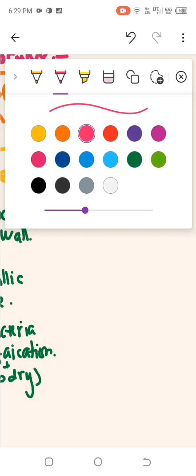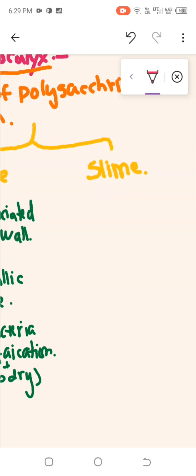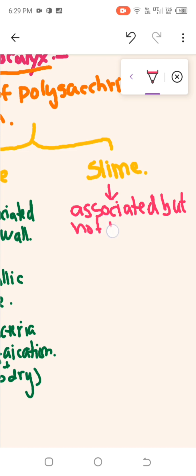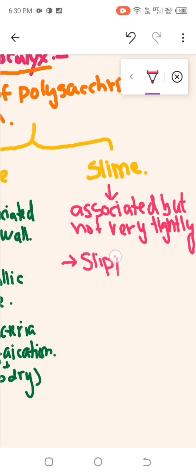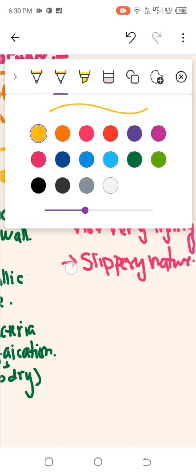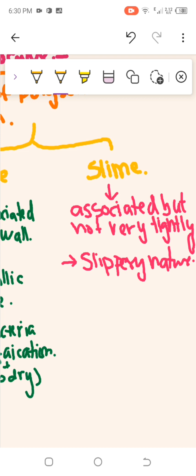Now let's look at the slime. The slime is not tightly associated; it is associated loosely, not very tightly. The slime has a slippery nature, like the slime we buy for toys. That slime has a slippery nature. The slime is made up of protein plus polysaccharides plus hyaluronic acid.